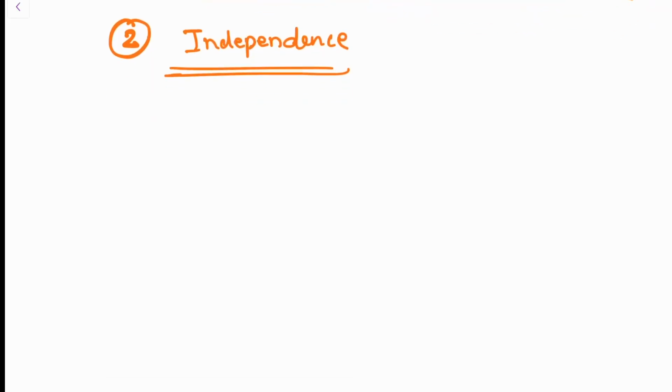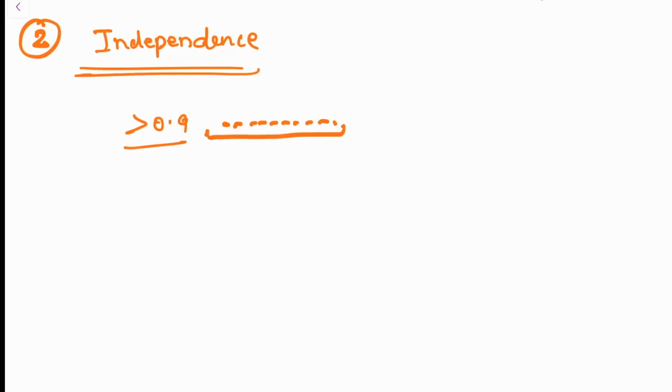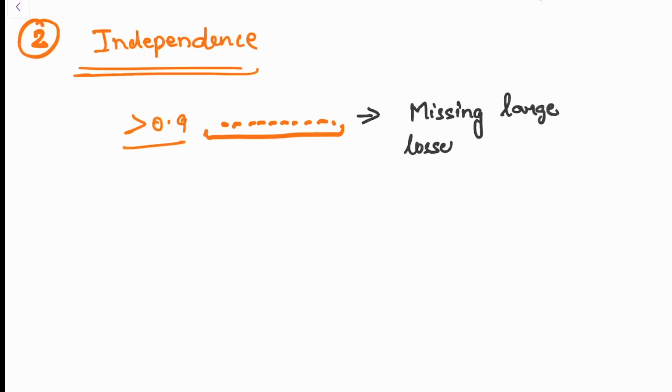Clear? Write down, if high PIT values, generally greater than 0.9, appear several days in a row, means on a regular interval you have seen that PIT is very high. Clear? Now what does this interpret? Write down, this means that the model is missing large losses and needs adjustments.